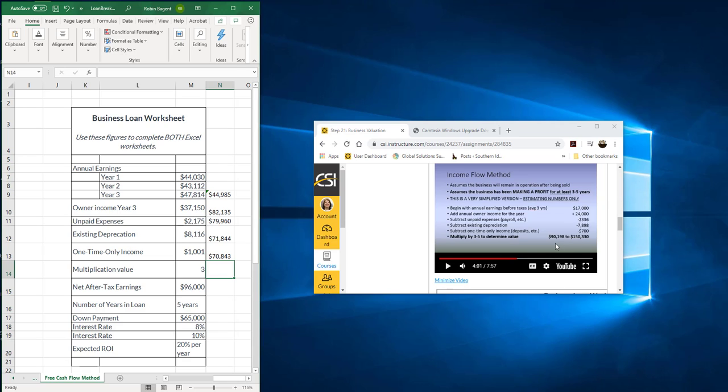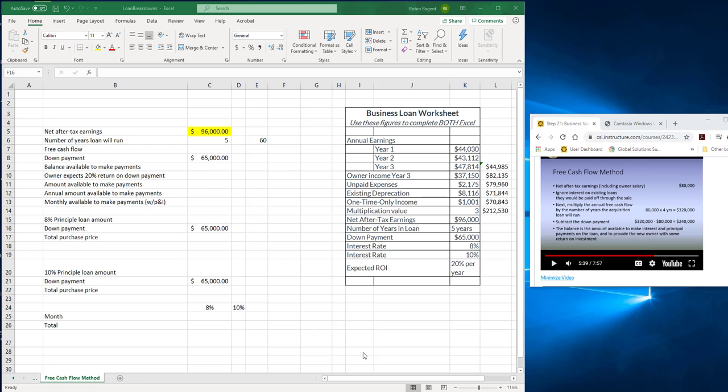And I have 3 to 5. Well, I'm going to make it easy for you, so just 3. So this current value, or the current amount, times 3. Widen that so you can see it. So the value of the business is $212,530. Now let's take a look at the free cash flow method.